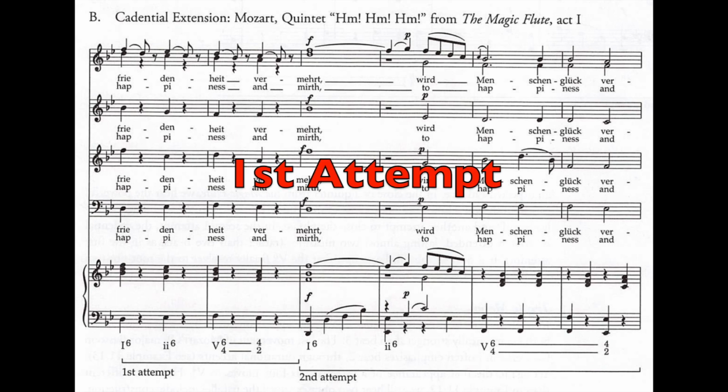Okay, so the first attempt to cadence, this is starting like a cadential figure with 1, 6, 2, 6, 5, 6, 4, and it didn't happen, so we're going to try that again. Third time.